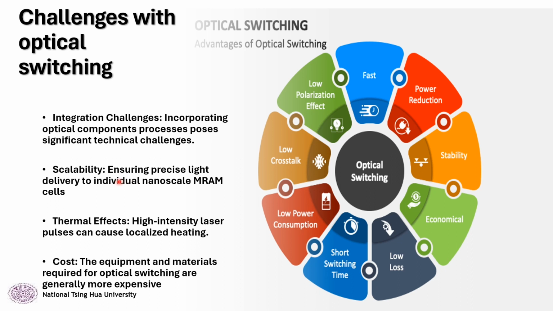Scalability is also a problem because in nanoscale MN cells we are going to work, and the high intensity laser is used to increase the thermal effect, which can damage the devices or change the condition of the material. The equipment and material requirements for optical switching are also very expensive, so cost is a concern for research to lower down. In the next slide we are going to show different materials, how we can do different types of optical switching, and then we can work with these challenges.